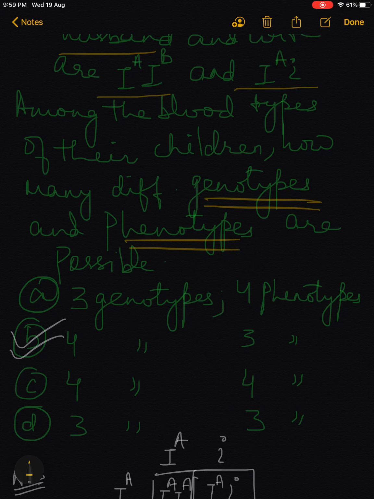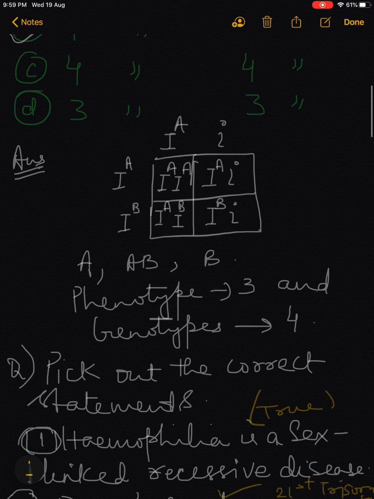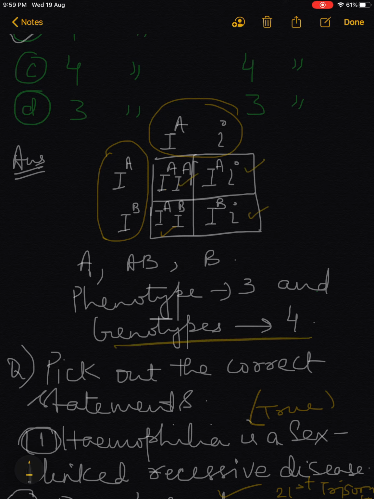Okay, so the answer, children, let's see. This is the genotype of father and mother. Now when we cross them, what are we getting? We are getting four different genotypes: IAIA, IAi, IBIA and IBi. So how many genotypes am I getting? Four genotypes. But what are the phenotypes?